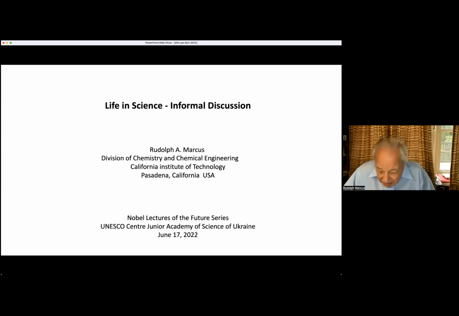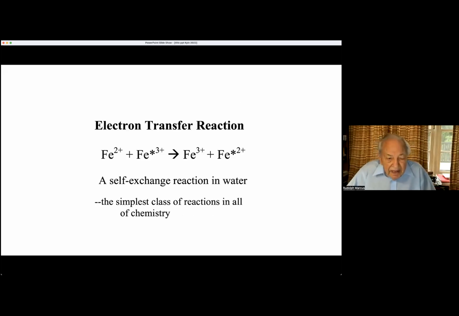It's interesting how this field that I worked in, the electron transfer reactions, began. It began as a very small corner of chemistry. It's amazing how sometimes major things develop from very tiny beginnings. In this case, there were studies in the laboratory of the simplest kind of reaction in all of chemistry. Now, chemistry has many different kinds of reactions, millions of reactions, but there's a particular reaction that's the simplest kind.